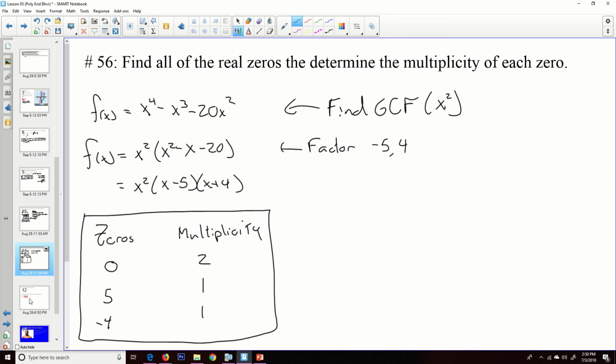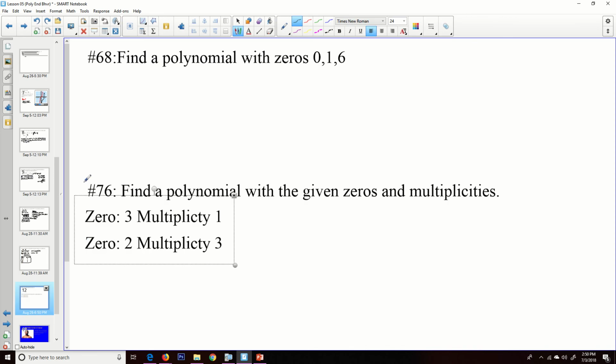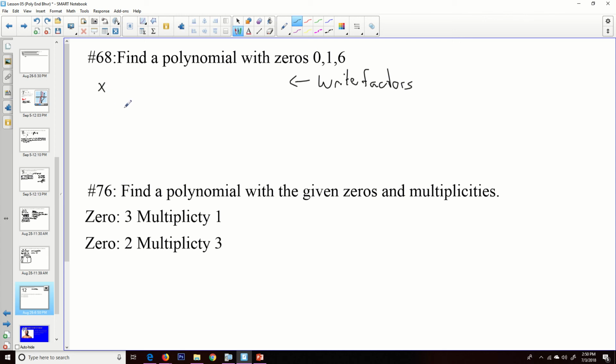Final example, or final two examples, it says find a polynomial with zeros 0, 1, and 6. Okay, so first thing we're going to do is write the factors. All right, so if my 0 is 0, my factor is x. If my 0 is 1, my factor is going to be x minus 1. And if my 0 is 6, then it's going to be x minus 6.